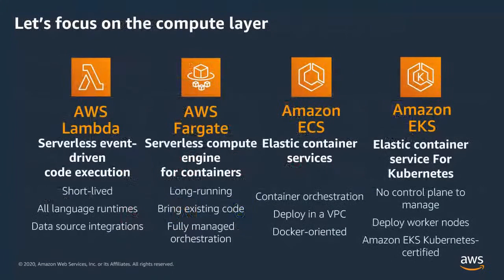So let's dive a little deeper into the compute layer. With compute, if you're looking at code or containers, you're going to come across these 4 services on AWS. So Lambda is basically a serverless event-driven code execution platform. It's short-lived, so you invoke it, it executes. Once it's done, it stops itself, right? So it has almost all language runtimes available. You can customize some of that right now. And data source integrations. We usually call Lambda the glue between a lot of services, because you can get a trigger from one service and then trigger something else along the way in Lambda.